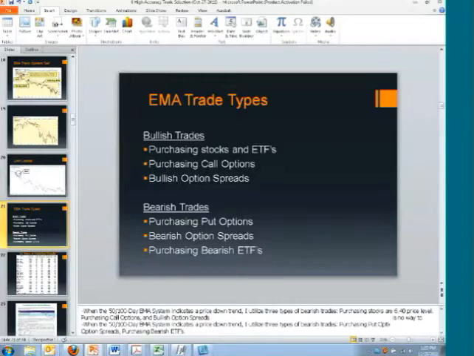And these three types of bearish trades are what I call limited risk strategies. In other words, if you purchase a put option or a bearish option spread or a bearish ETF, your risk is limited to your initial investment. That's not the same as if you short an ETF or short the stock. If you short a stock, then your risk is unlimited. So we like to stick to these three types of bearish trades. That way we limit our risk in a short position.